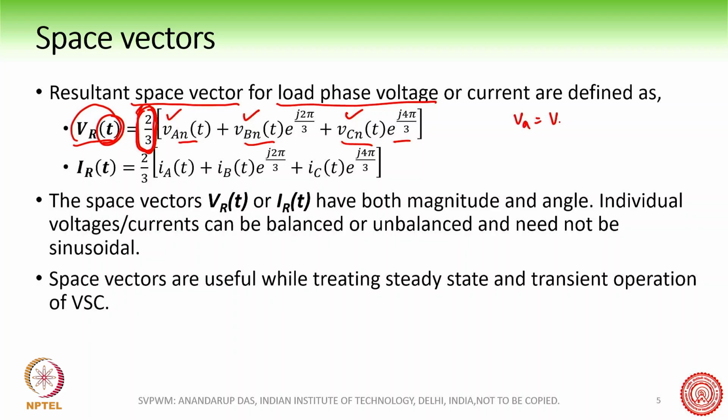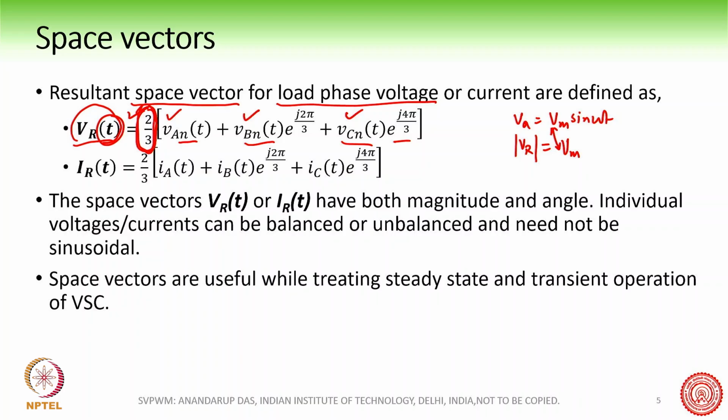VA equal to VM sine omega t, then the magnitude of the resultant vector will also be equal to VM. Okay, so it will be the same magnitude, and that is because we have this 2/3 factor which is coming here. If we had not used that, then this would be 3/2 or 1.5 times. So this is something to be noted.